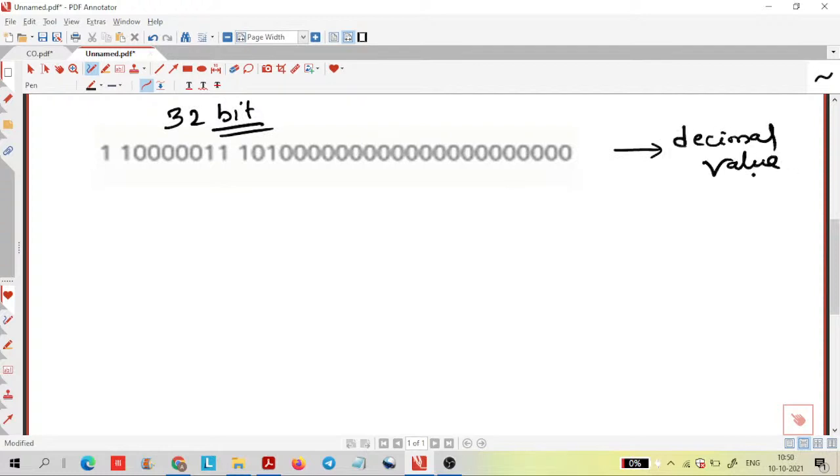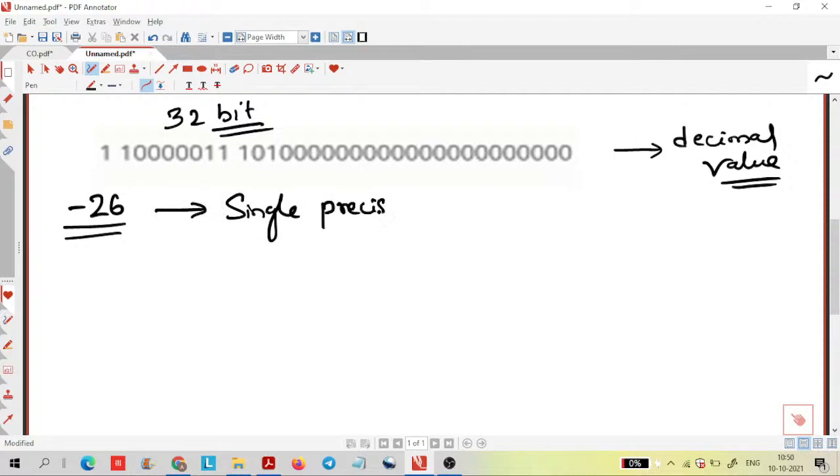Now I will do it in a reverse way. The answer is minus 26. Now I will convert this number. How can we convert a decimal number to the single precision floating point format? First, find the binary for 26.